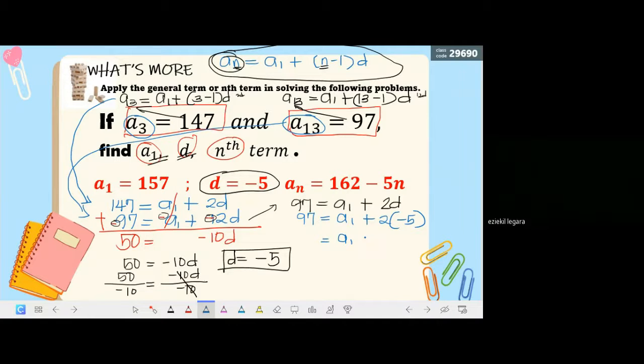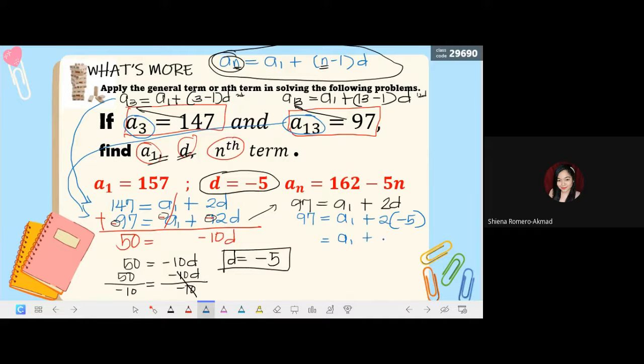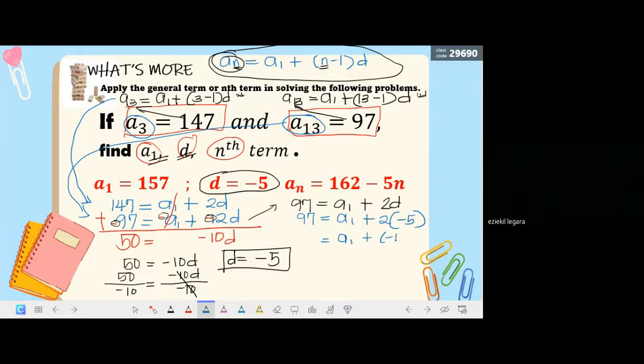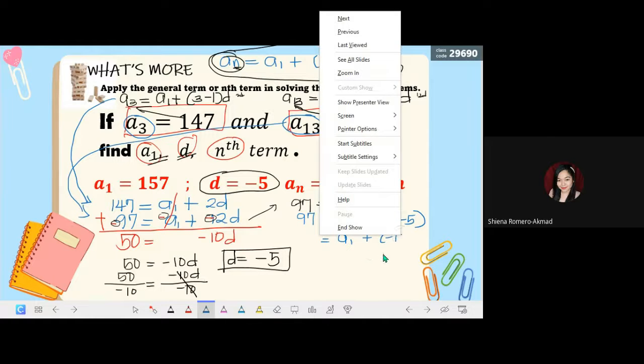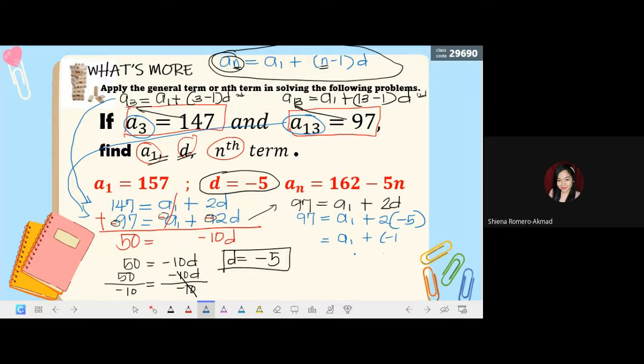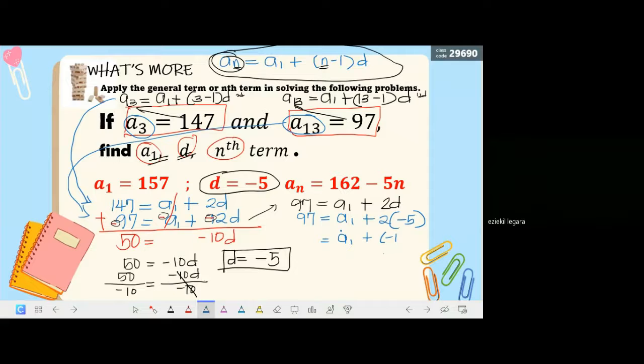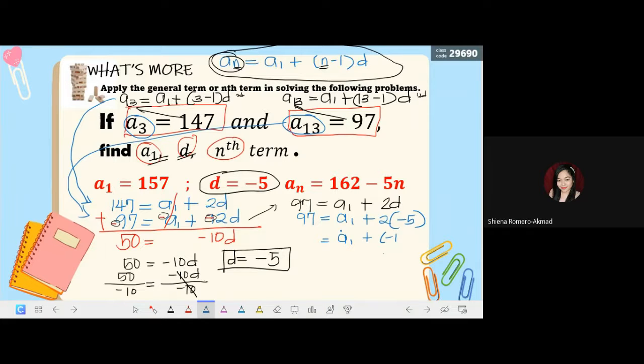3, ma'am. Negative 3 po. Oy, 2 times negative 5. 2 times multiplication. Negative 15, ma'am. 2 times negative 5. Negative 10. Negative 10. Correct. Ay, wait lang. May napindot ako. Negative 10. Okay? And we have here 97.